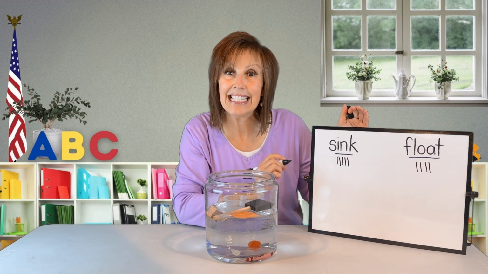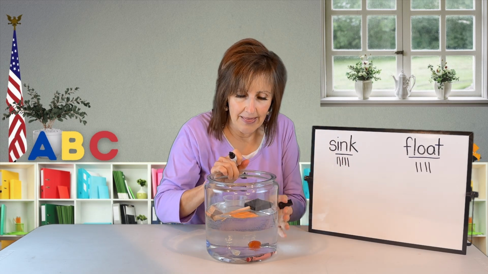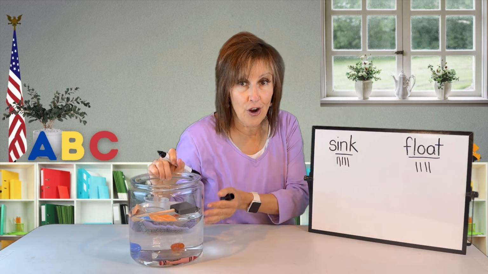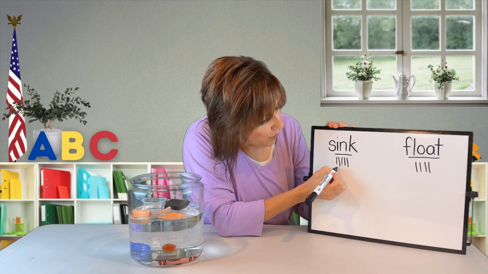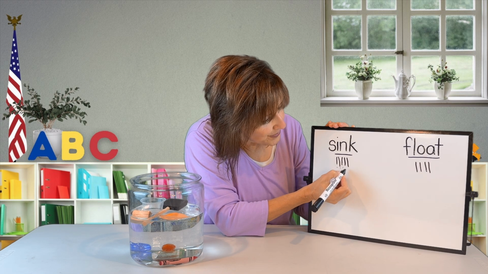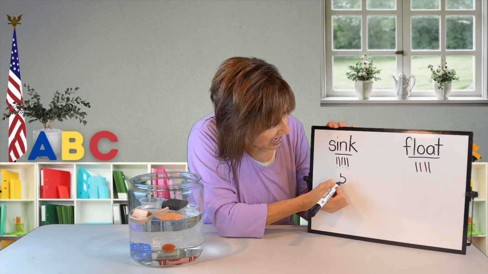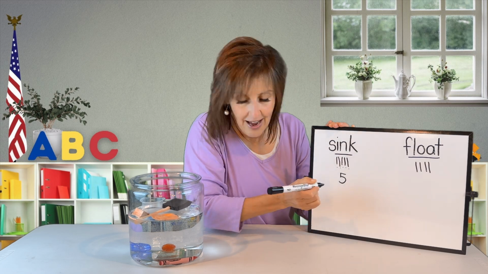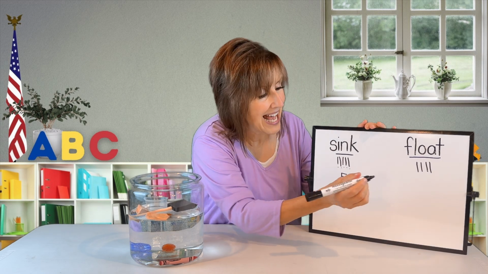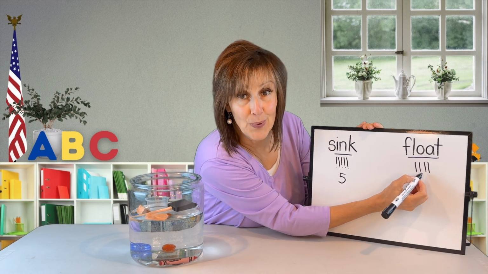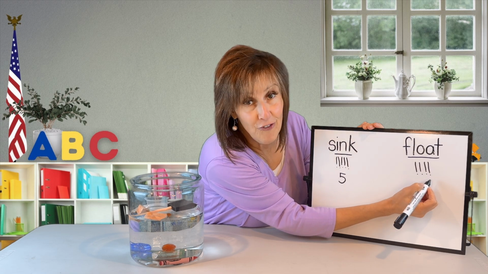All right, let's count and see how many of each we have. Let me move our jar over just a tiny bit. Here we go. Count with me. 1, 2, 3, 4, 5. There are 5 items that sink in our experiment. Let's count how many on float. 1, 2, 3, 4.